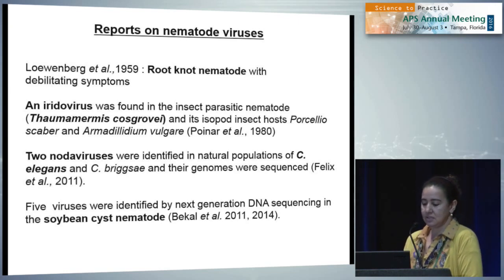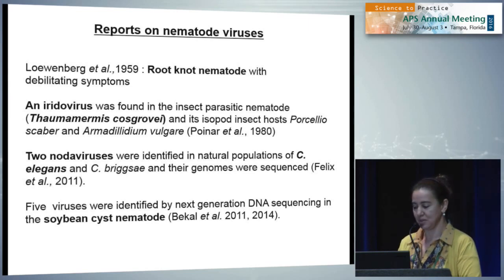In the 1980s, pioneers did a very thorough study on an iridovirus of the insect parasitic nematode Heterorhabditis. Thirty years later, nematode viruses resurfaced in 2011 with a report of 2 nodaviruses of the C. elegans nematode, and their genomes were sequenced through that study.